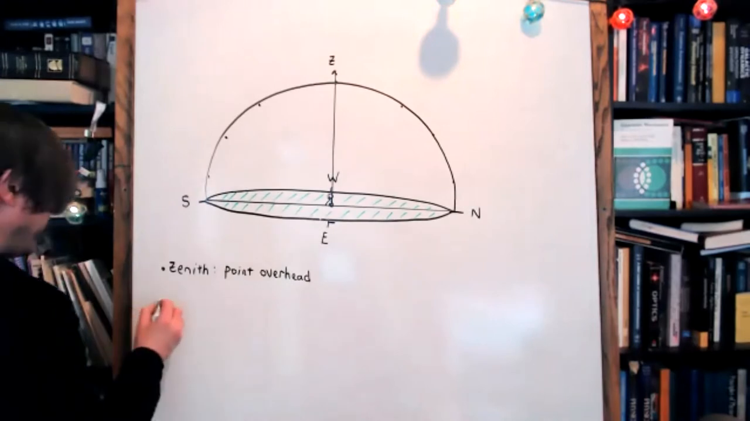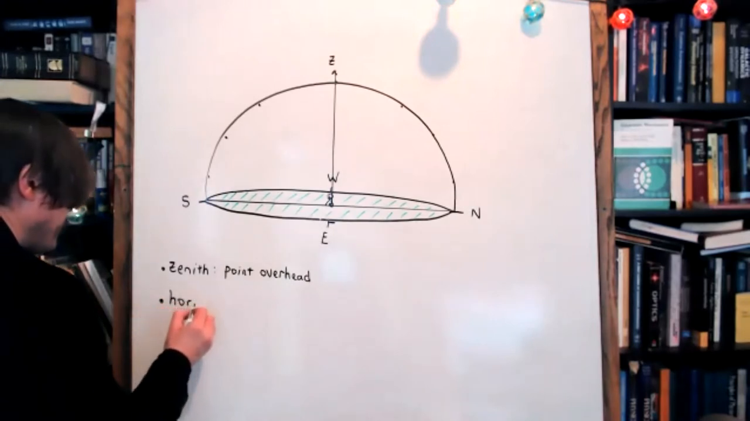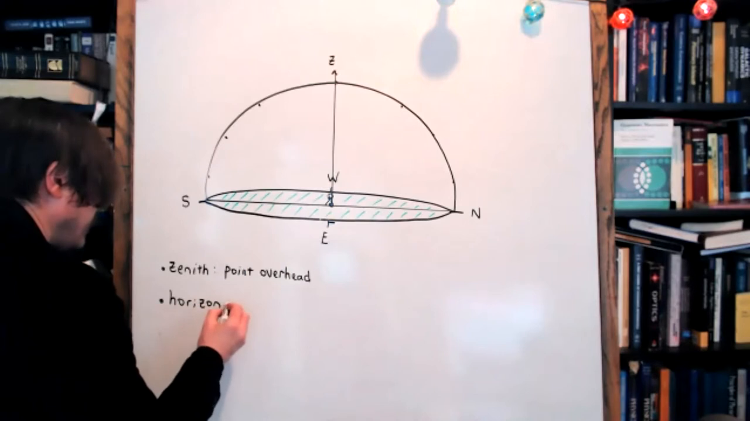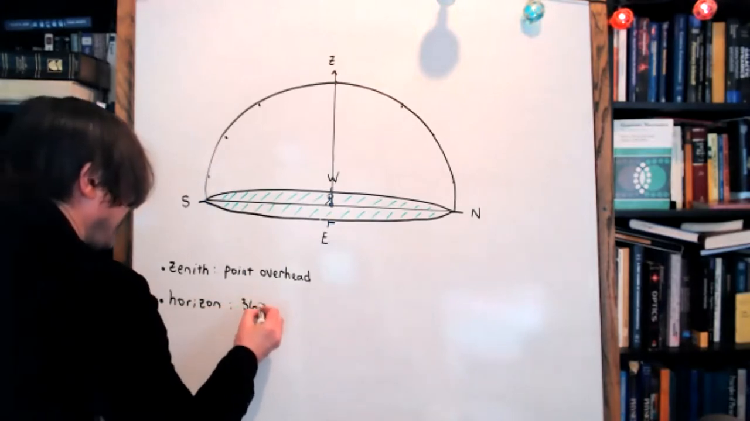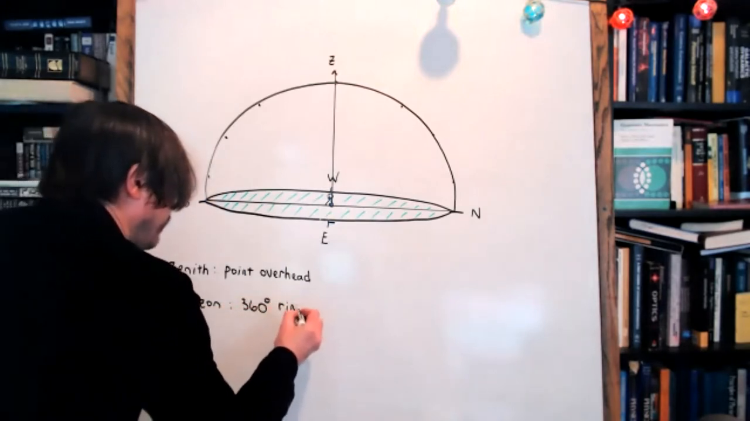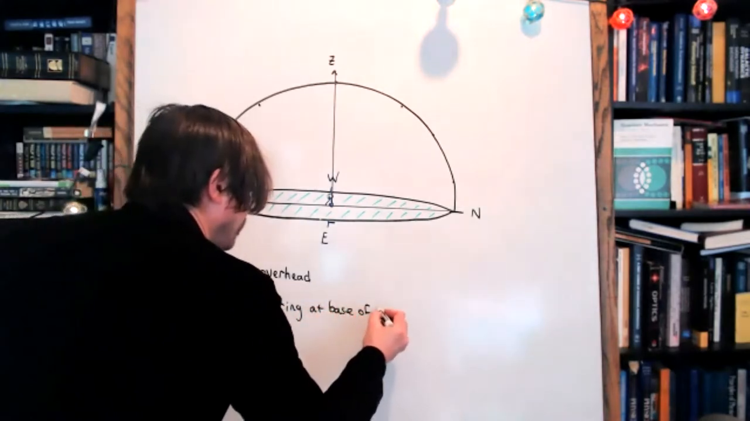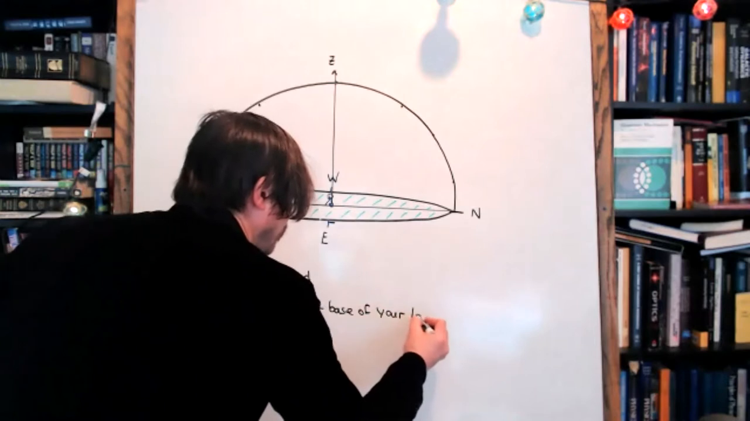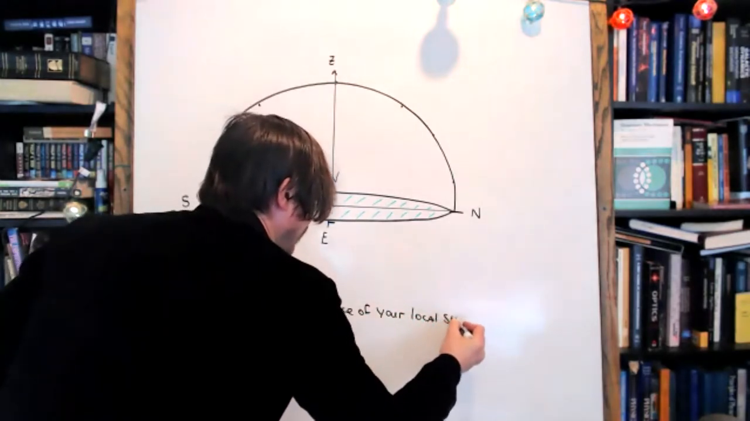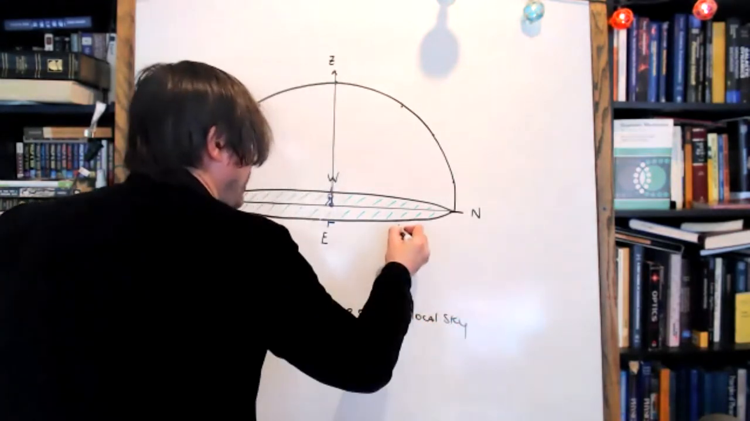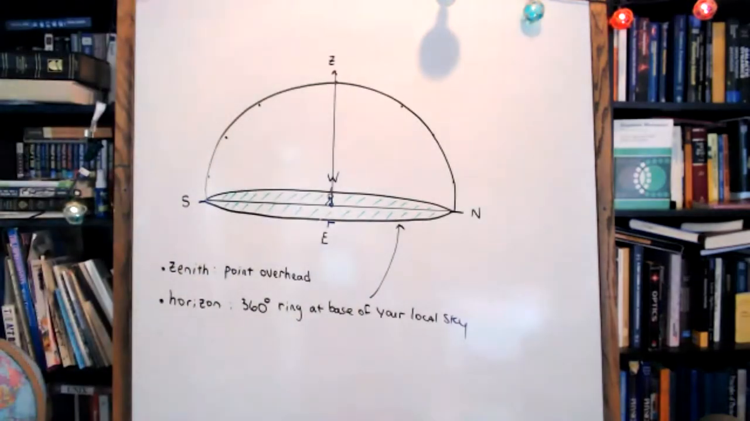Next, we're going to identify the horizon. The horizon is a 360 degree ring at the base of your local sky. In other words, that oval that we just drew in there, that's your horizon ring.